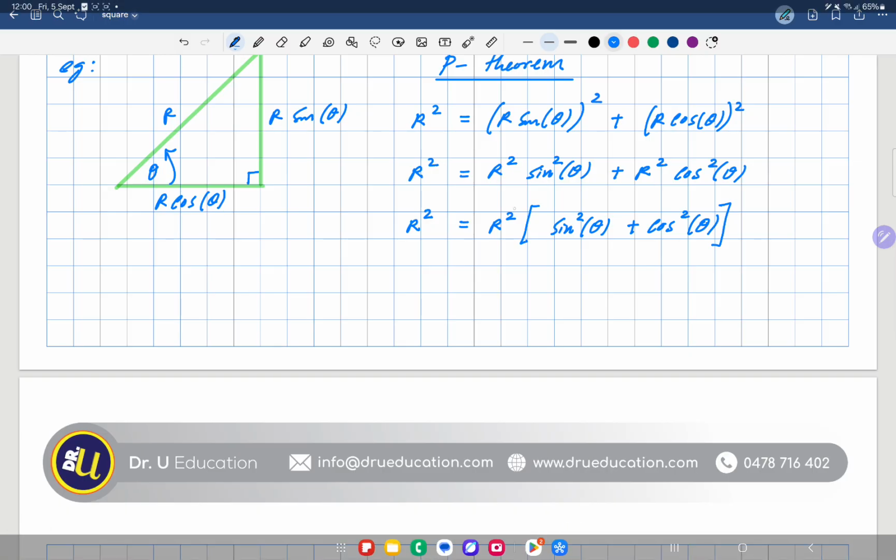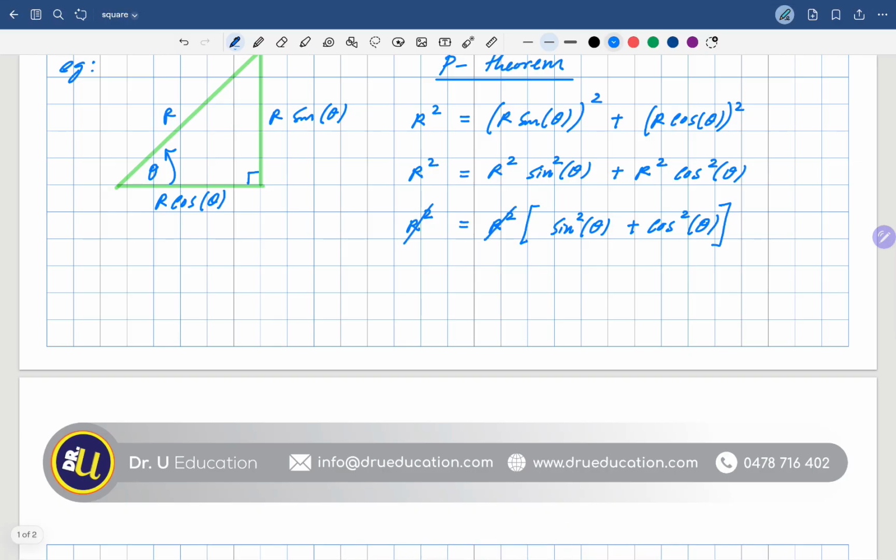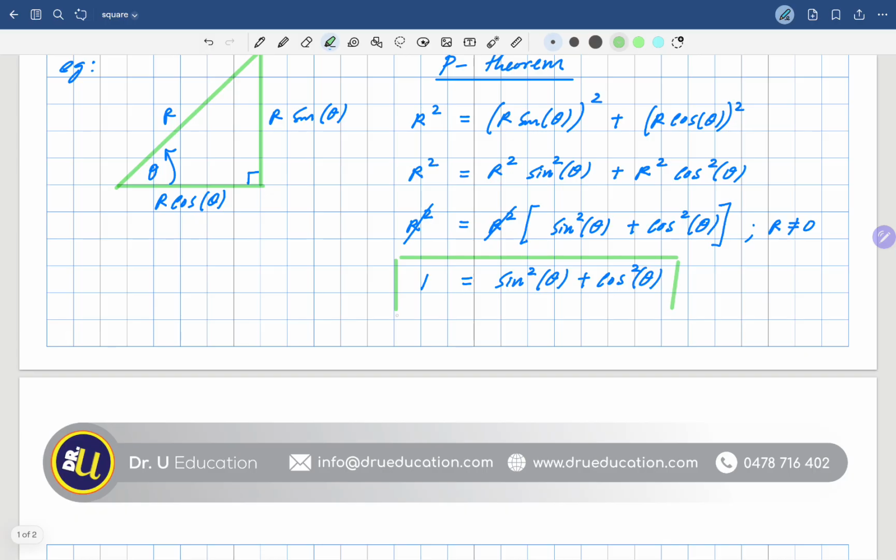Now you can see R squared gone, right? So we comment here R is not equal to 0. If R is equal to 0, you can't cut like that. So then if you do so, you get 1 is equal to sine squared theta plus cos squared theta. Right. So this is very important relation, or we call it identity in trigonometry.